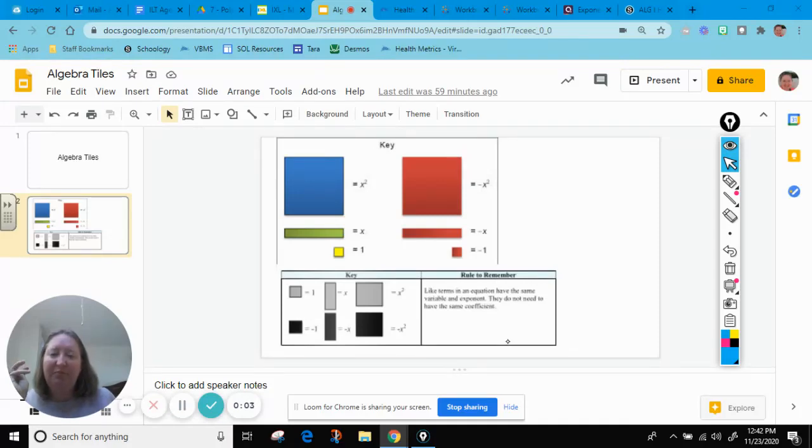This video is to explain algebra tiles, so that you will be able to complete the IXL assignment and get familiar with algebra tiles on the Monday that is following Thanksgiving.